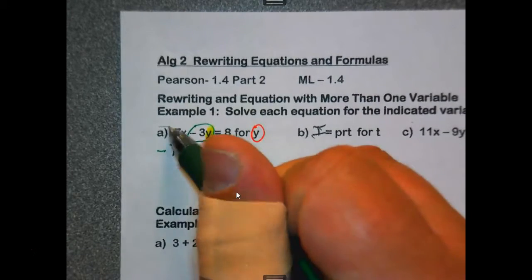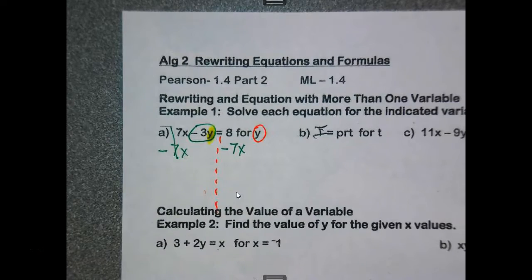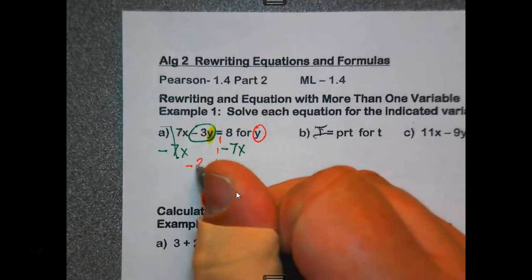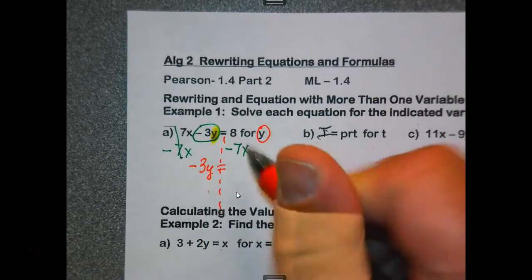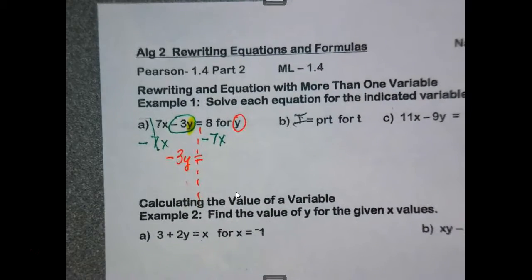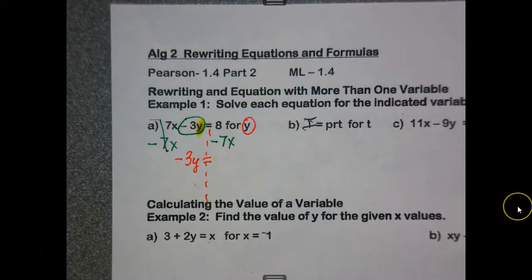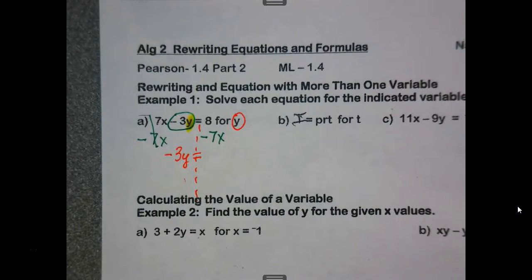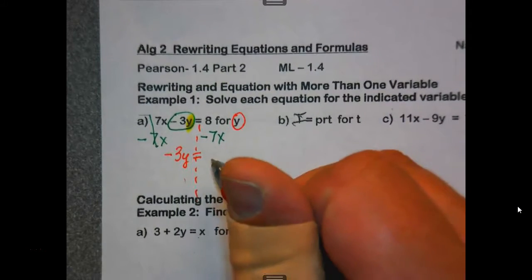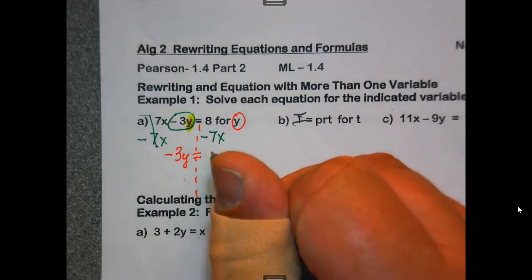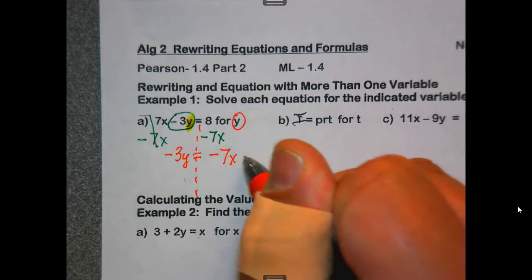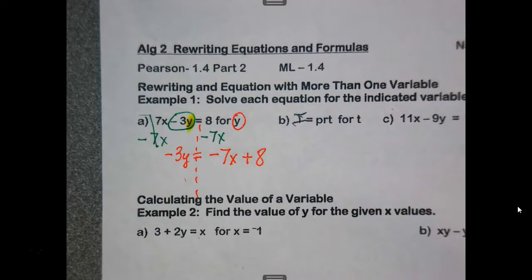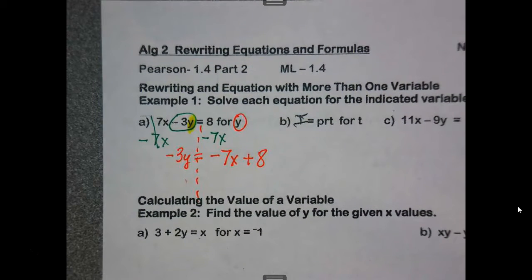Okay, these add up to 0. I get my negative 3y by itself. Please do not put 1x here. Okay, you cannot combine those unlike terms, sorry. I'm going to put my negative 7x first and then my positive 8. If you want to put 8 minus 7x, have at it.